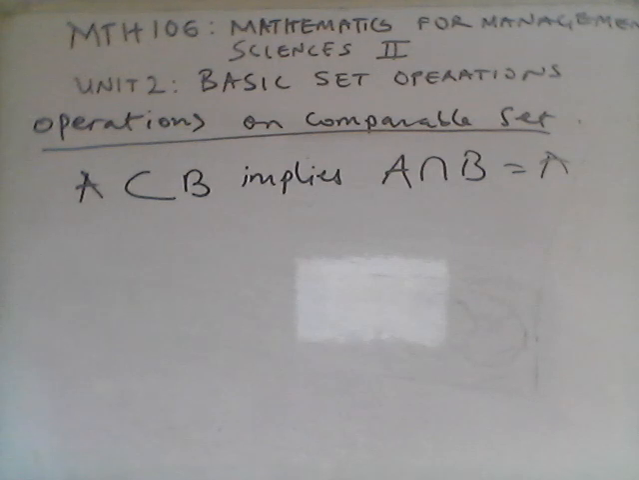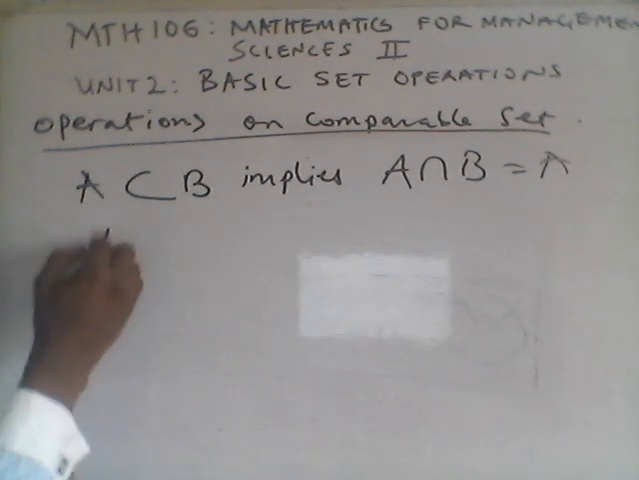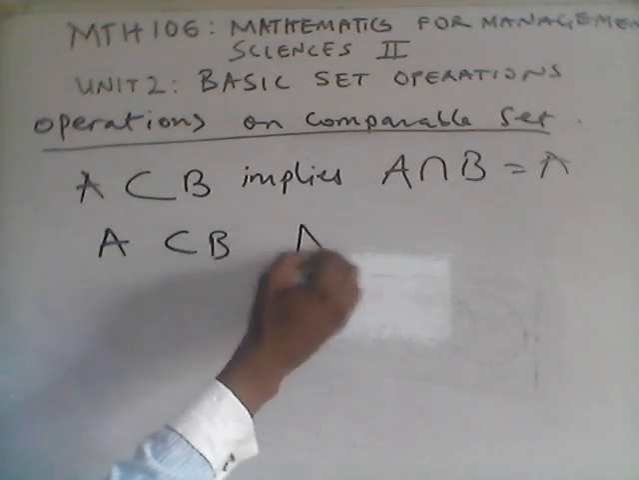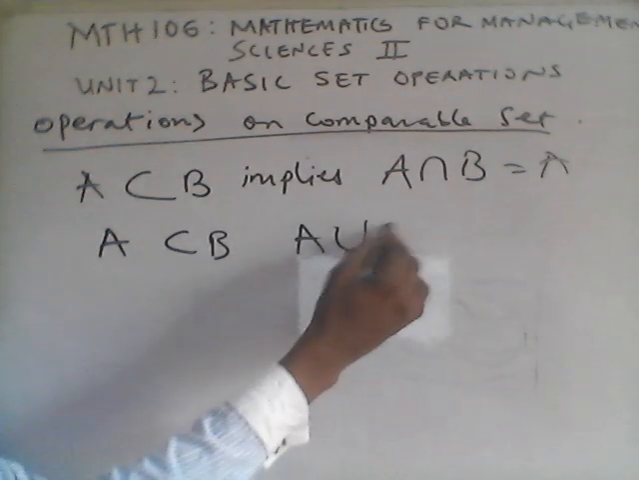Number two, let A be a subset of B. Then the union of sets A and B is precisely B. That is, the union of A and B is precisely B. That is, if A is a subset of B, then it implies that the union of A and B is B.